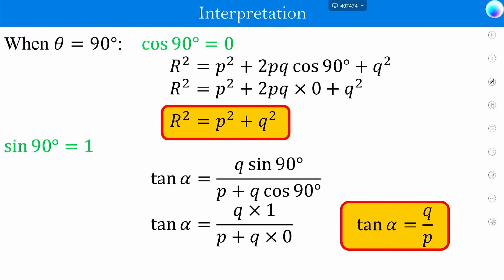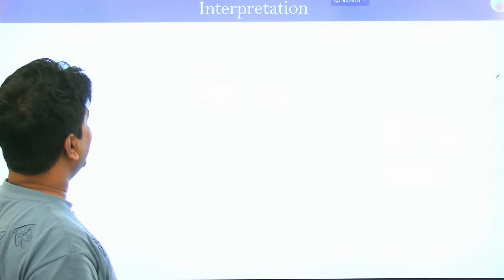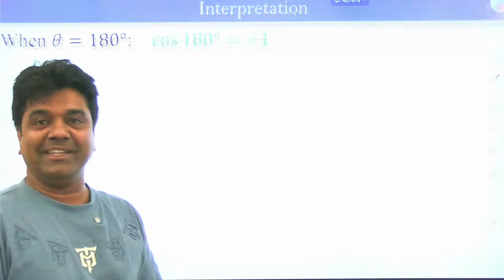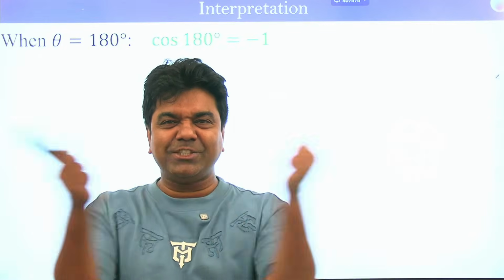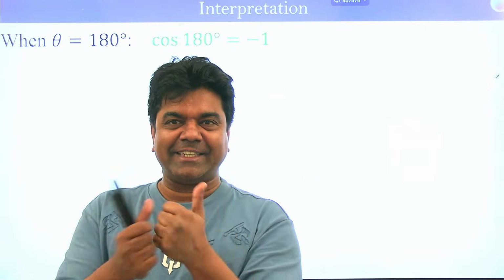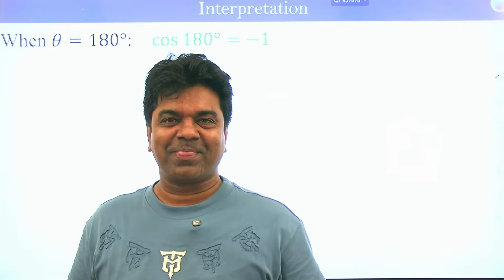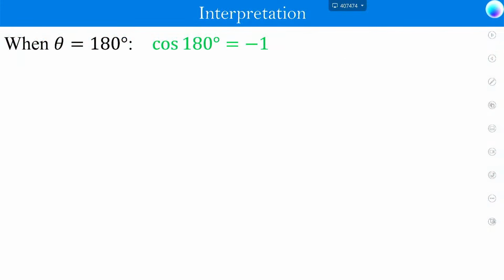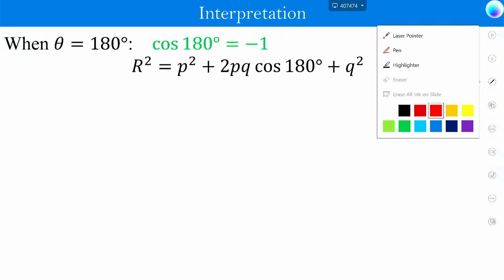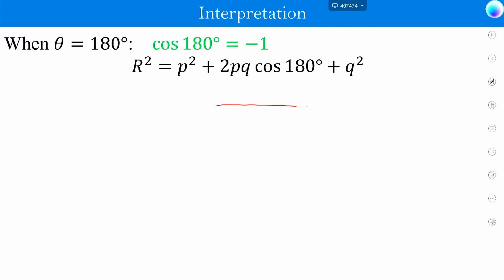Right, okay. We'll go to another one. Theta equals 180. What is 180? Two vectors acting opposite to each other. Say for an example, one vector to this side, the other vector to the opposite side.